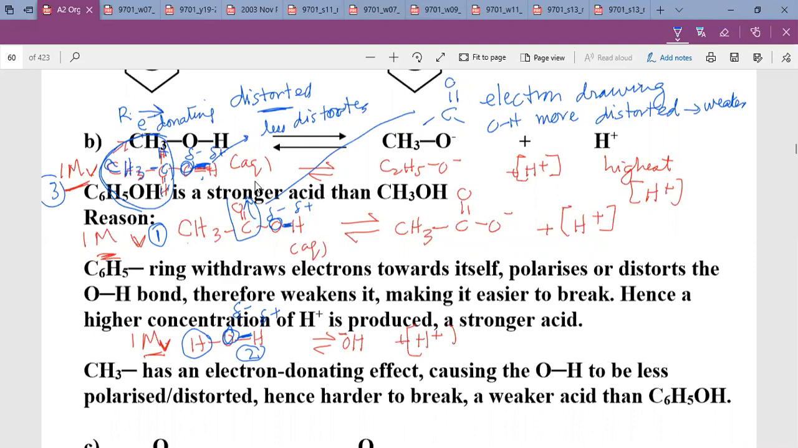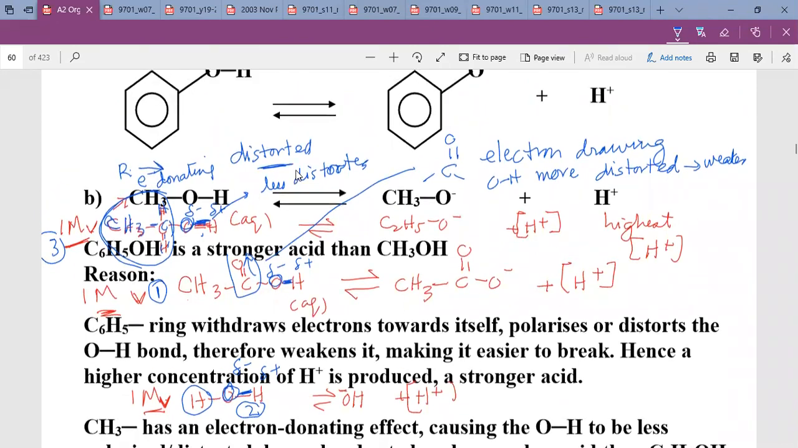Now you can talk about it. For acidity, I'm going to move up a bit because there is no space. For acidity, the argument number one is the bond strength, or the amount of distortion.